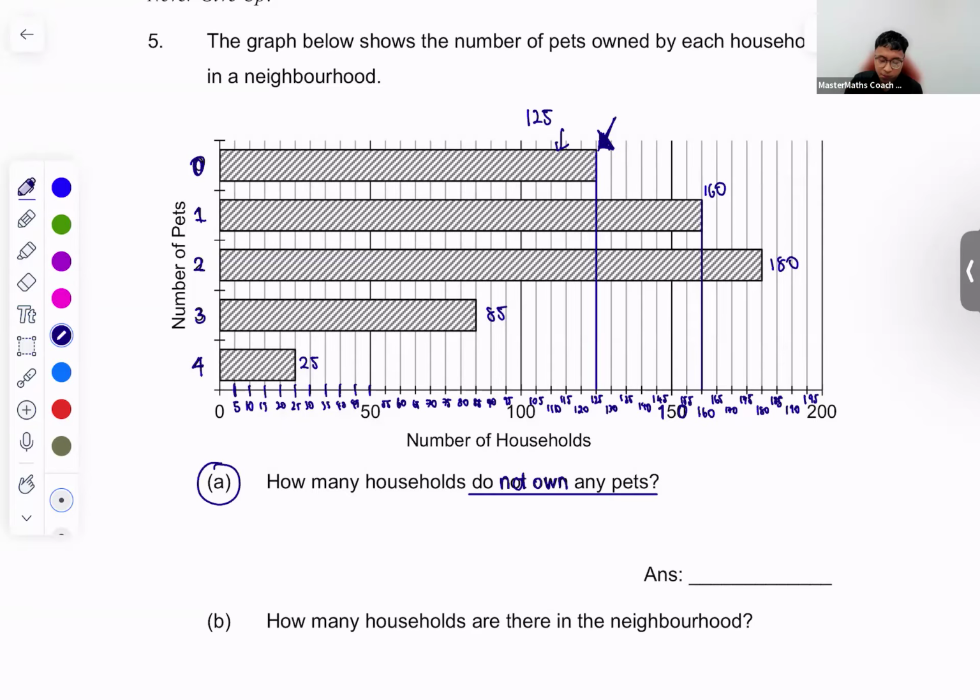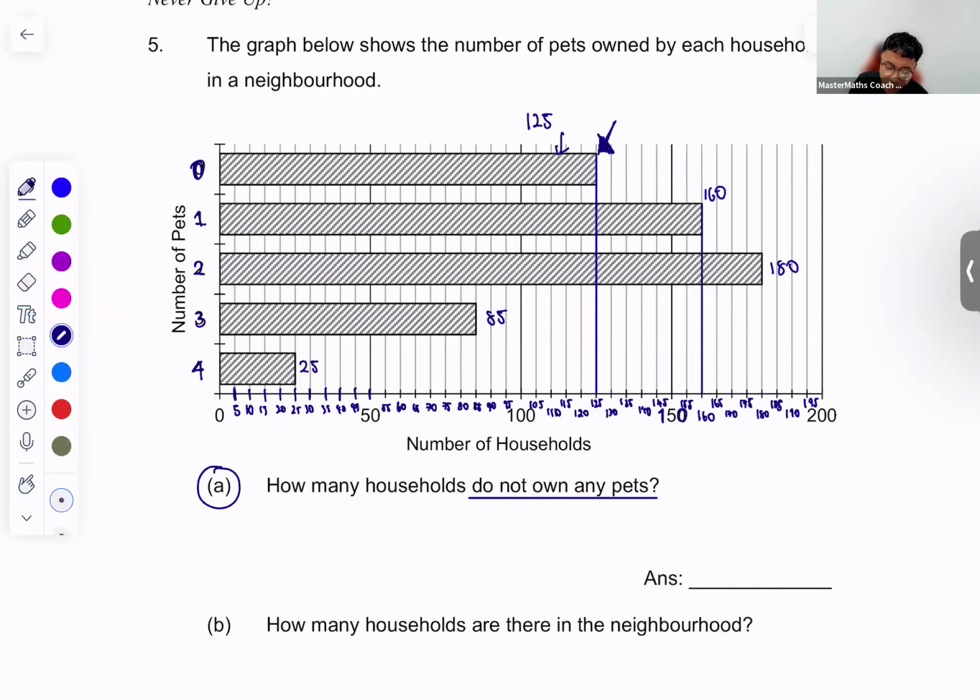Okay, so when they ask how many households do not own any pets, it means how many households have zero pets. Can you tell me how many households have zero pets? 125. Correct. So 125 households do not own any pets.